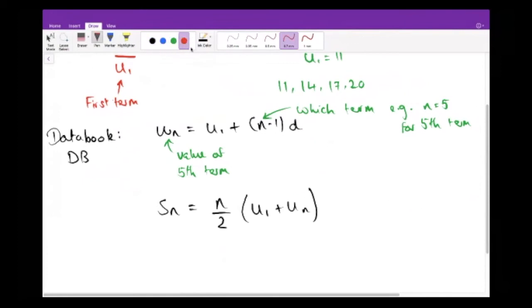Now, this equation isn't really going to be that useful to you most of the time because it requires that you know un, but this is good if you've already found un. So let's say the question asks you, find the 20th term, and then the second question says, find the sum of the first 20 terms. Then this is really useful because you've already got the number to put in. But otherwise, it's not really worth thinking about this equation because it may just confuse you.